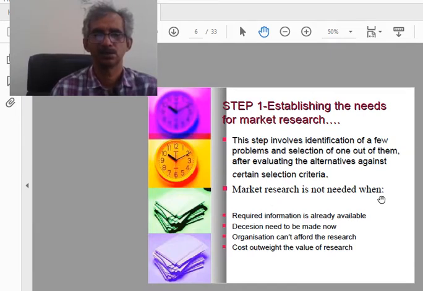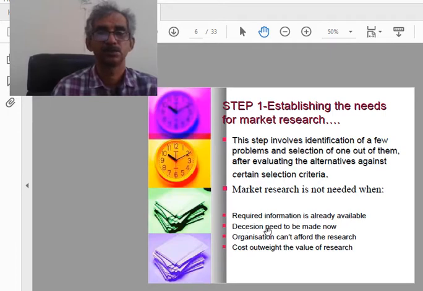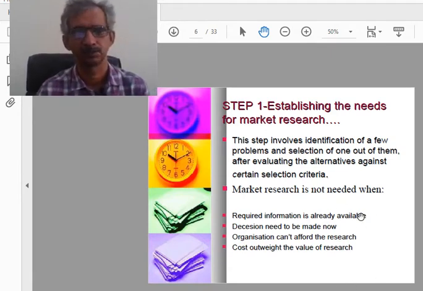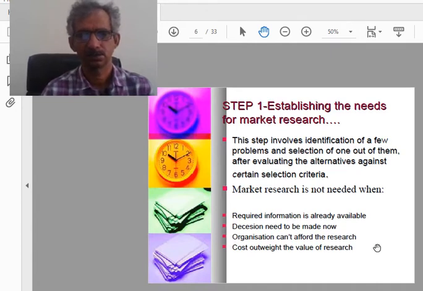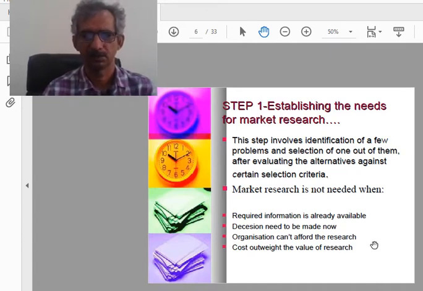Market research is not needed when required information is already available. Decision needs to be made now. Organization can't afford the research. Cost outweighs the value of research. Any kind of research is not required if the information is already available, meaning people have already conducted the research in the past. The decisions need to be made now.